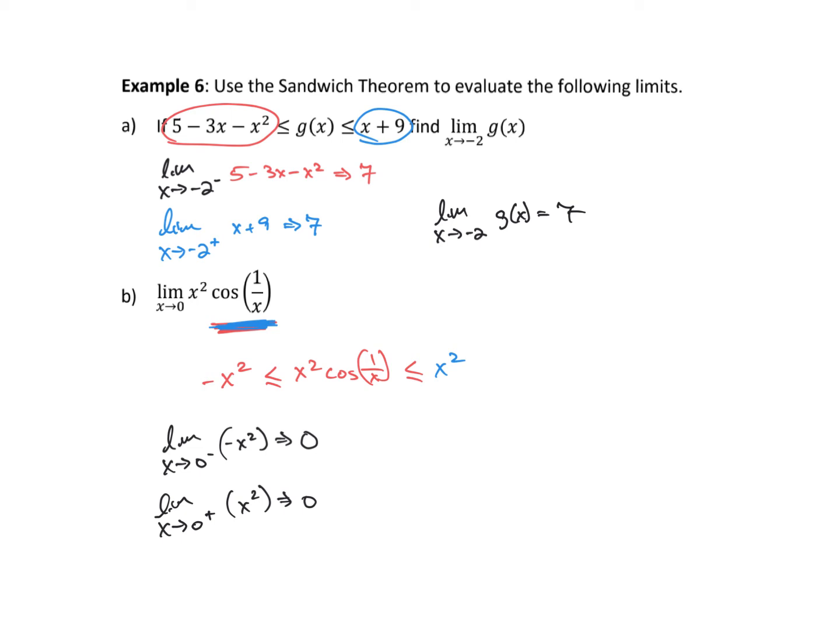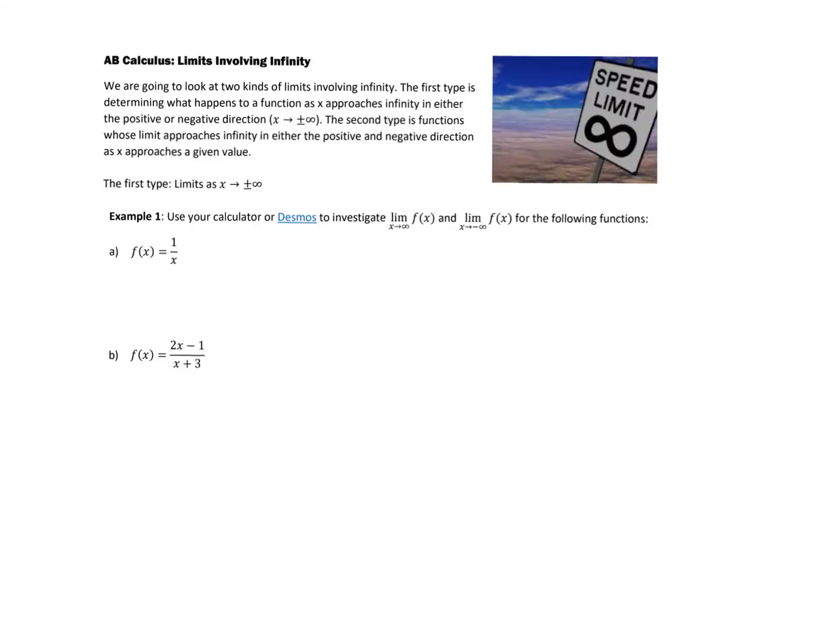0. So now, what do I know my limit as x approaches 0 of x squared cosine of 1 over x is? 0. That one's 0 because it got pinched right there. Does that make sense how we did that? Yeah. All right, cool. All right, let's keep moving.